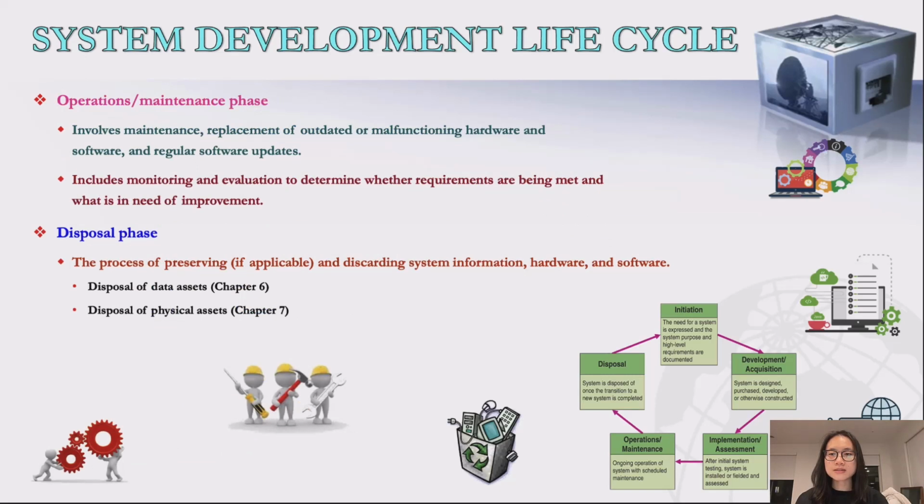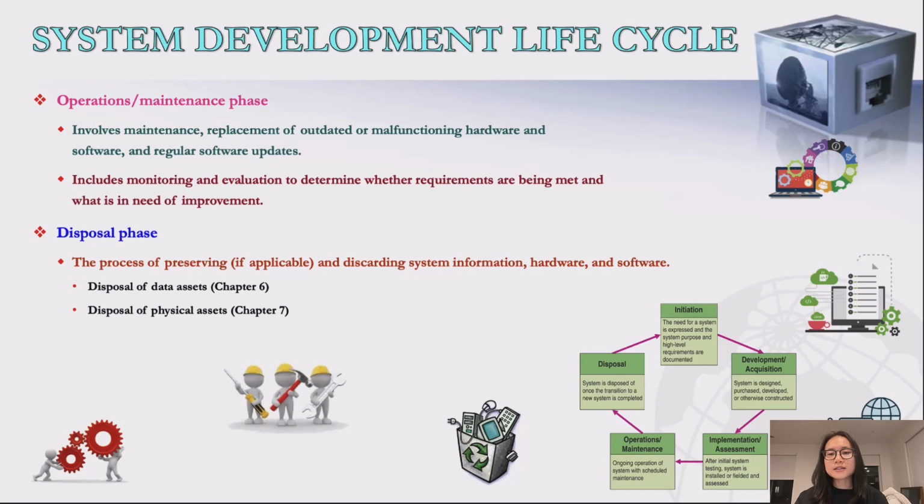Operations and maintenance is the next phase, which includes regular software updates and replacement of outdated and malfunctioning hardware and software. This phase also involves monitoring and evaluation to determine whether requirements are being met and what is needed for improvement. This can also mean recommending additional training, operations, procedures, and upgrades.